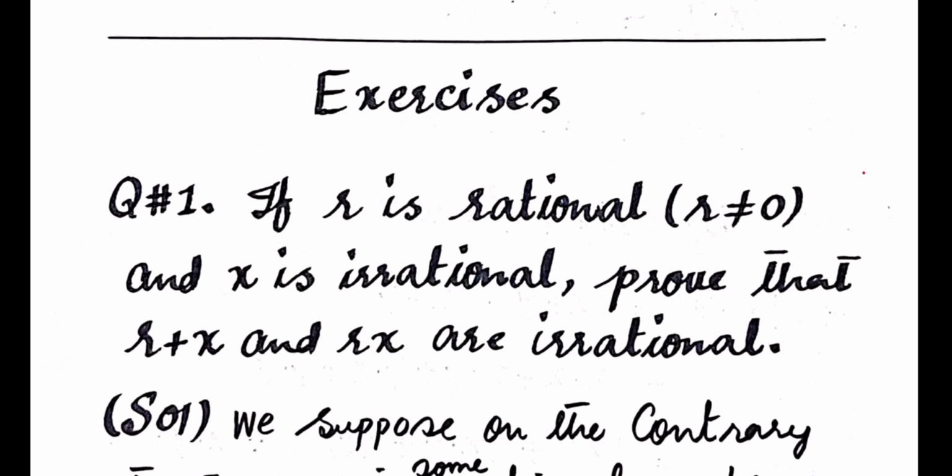In today's lecture, we will discuss the solution of the first five questions of the exercise. The first question is a very important question regarding your final exam. In this question, we have to prove that if R is a rational number and X is an irrational number, then their sum R plus X and their product Rx are both irrational numbers.